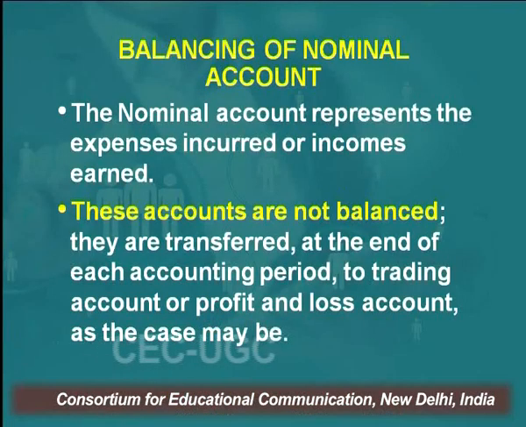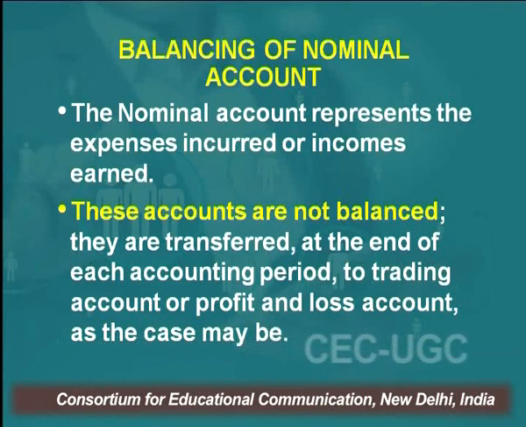The third type of account is the nominal account. In a nominal account, all expenses, losses, income and gains come under it. So these accounts are not balanced. Only the first two accounts, that is the real account and the personal account, are balanced by writing the difference amount, that is by balance c/d or to balance c/d.